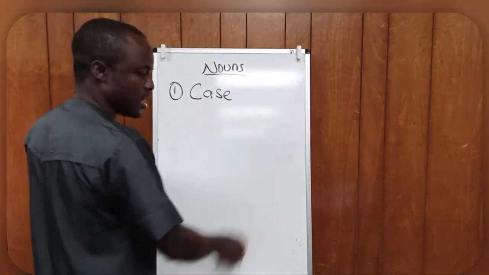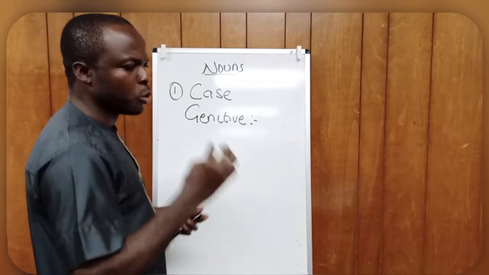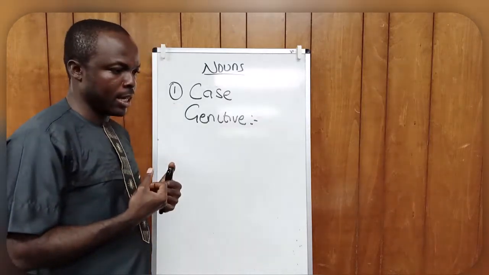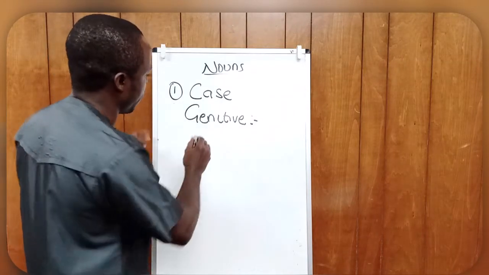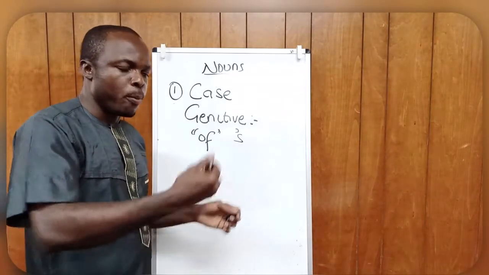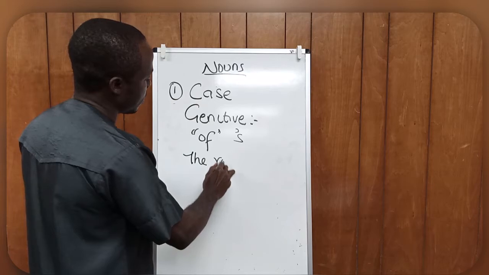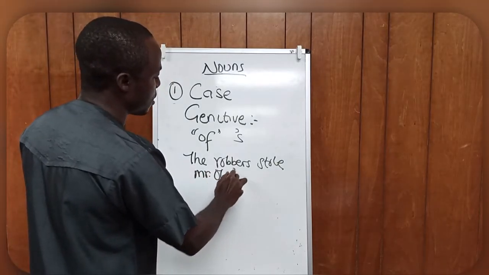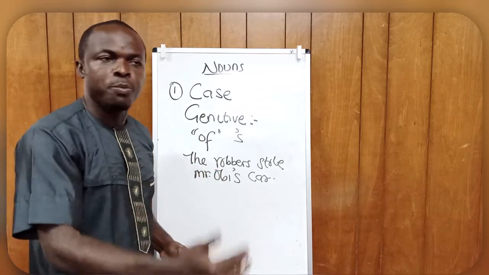Now we have genitive case. In genitive case, the main duty of this case is to express possession. It shows the person who owns something. And in English, this is done by means of a preposition, the preposition of, or you use an apostrophe S after the word that shows possession. Let's still use Mr. Obi as an example. The robbers stole Mr. Obi's car. You see how it's going?